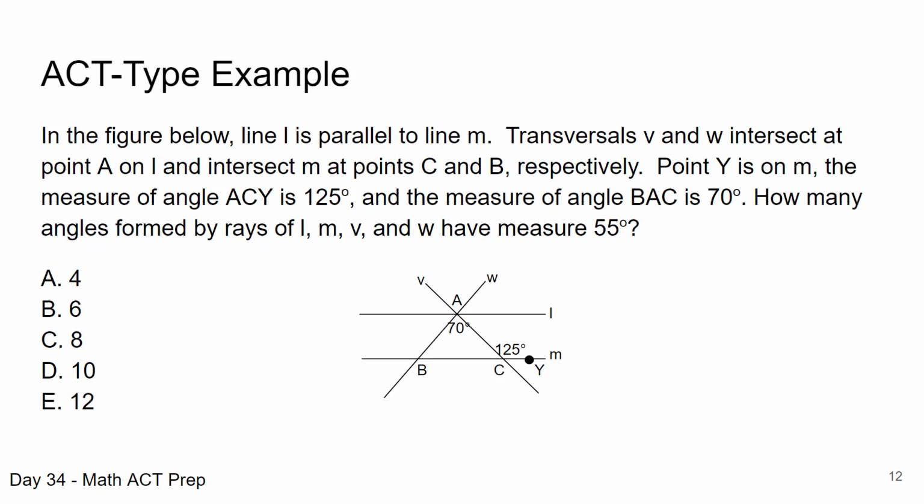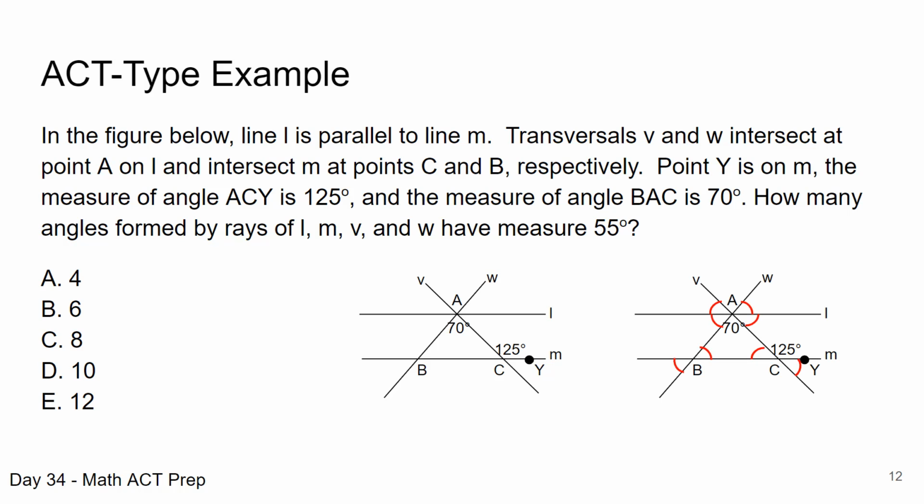Sometimes it's a little easier if they ask us, what is the measure of angle A or the measure of angle B or whatever it may be. In this case, we've got to look at all of our angles. So we're looking for those that have the measure of 55. So when I'm looking at this, I've been given the 125 and the 70, and we're going to have to use a couple of relationships. And when I look at 125, I know that anything that's supplementary to that is going to be 180 minus 125, which is 55.